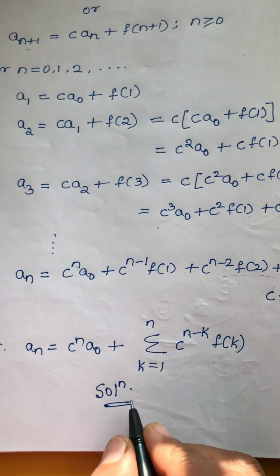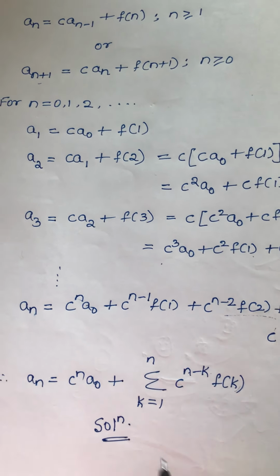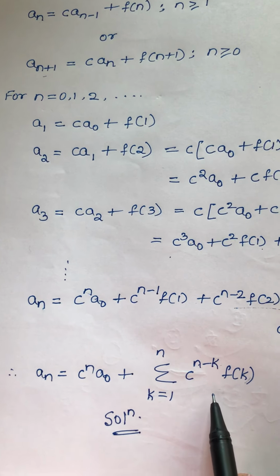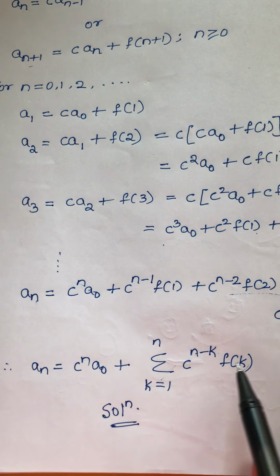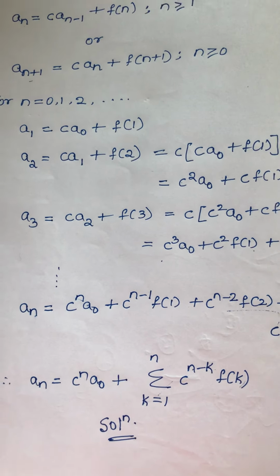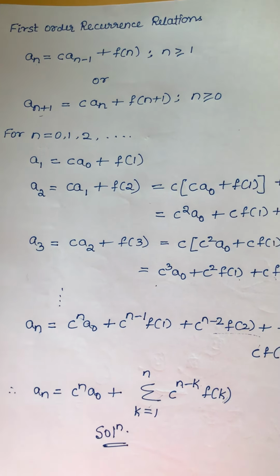Depending on whether the equation is homogeneous or non-homogeneous, you have to write the solution. If it's homogeneous, this summation part will be 0. Otherwise, you will have to write the complete expression. Okay, let's see some problems on this recurrence relation later.